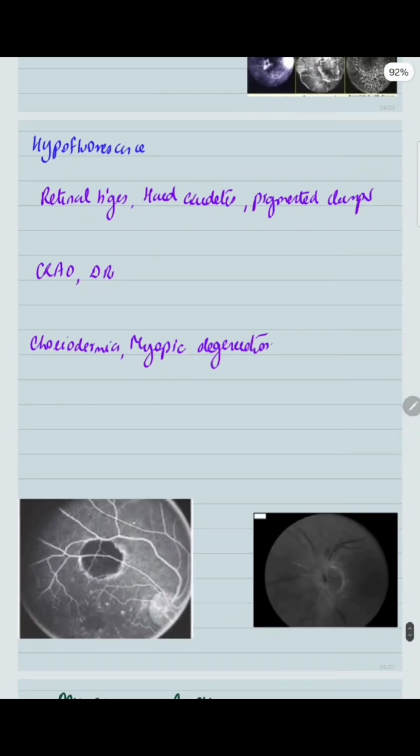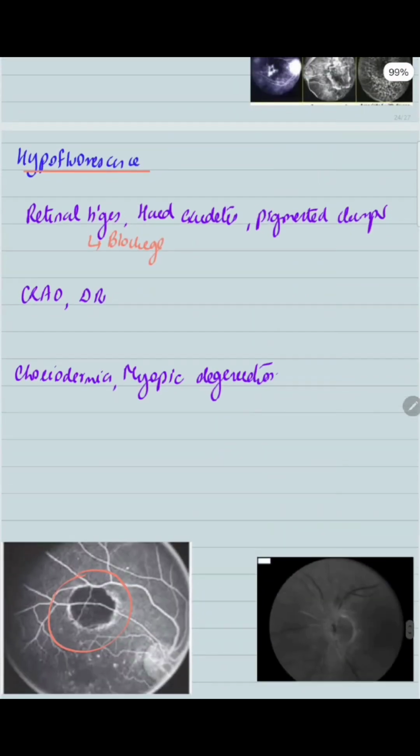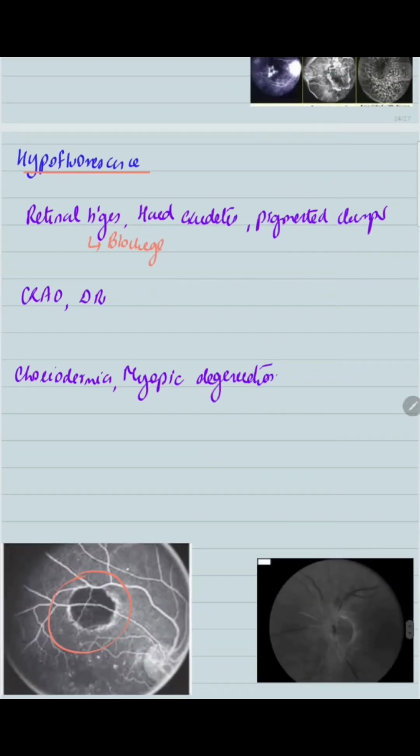Now, causes of hypofluorescence. There is blockage in retinal hemorrhages, hard exudates and pigment clumps. The underlying fluorescence is not visible. There is blockage of background fluorescence due to abnormal deposits on the retina, like retinal hemorrhages, hard exudates and pigmented clumps.